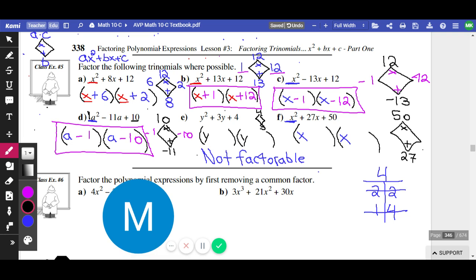25 and 2. 25 and 2 would be perfect, right? 25 times 2 is 50. 25 plus 2 is 27. Again, the order doesn't matter. So if you put 2 first, that's fine. That would be your factored trinomial.